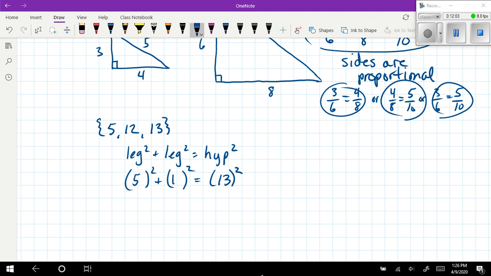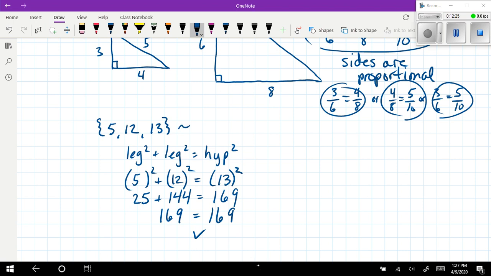We're going to do the same thing to them and add them up anyway. So I'm going to put the 5 and the 12. 5 squared is 25. 12 squared is 144. 13 squared is 169. When you add 25 and 144, you get 169. So 169 equals 169. That works. So that means that a triangle with sides 5, 12, and 13 has to be a right triangle.